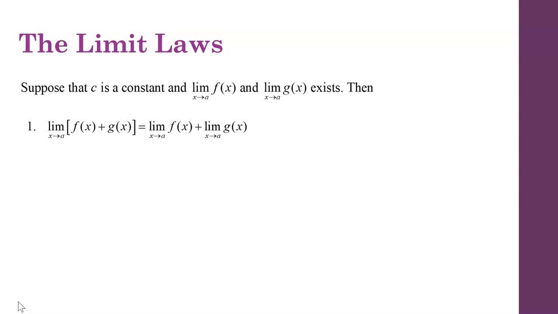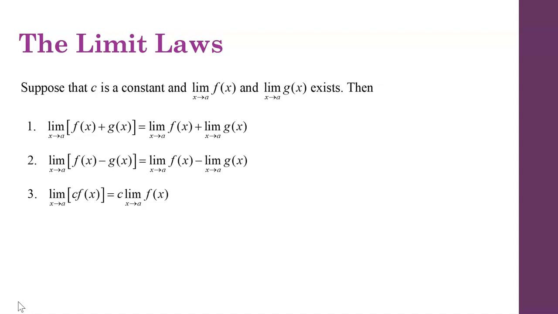So if I'm finding the limit of the two functions added together, I can find the limits separately and add them together, right? So it's the sum property. The same is true for difference. So if I'm subtracting two functions and I want to take the limit afterwards, I can take the limit of the two functions first and subtract them.